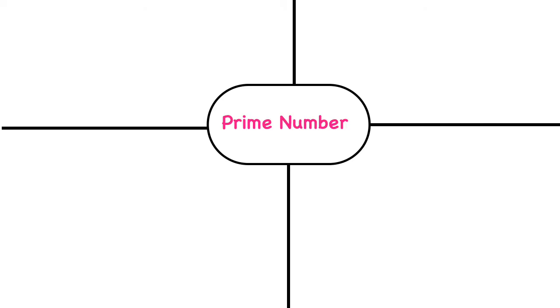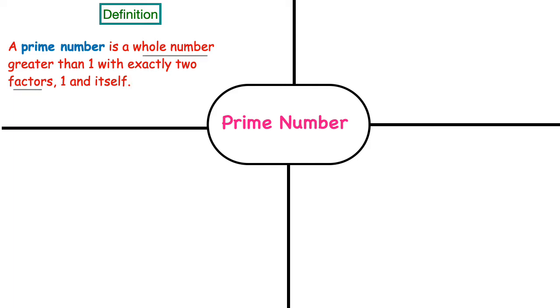So, what is a prime number? And more importantly, how do we know that a number that we're looking at is a prime number? We're going to start off by looking at the definition of what a prime number is. A prime number is a whole number greater than 1 with exactly two factors, 1 and itself.